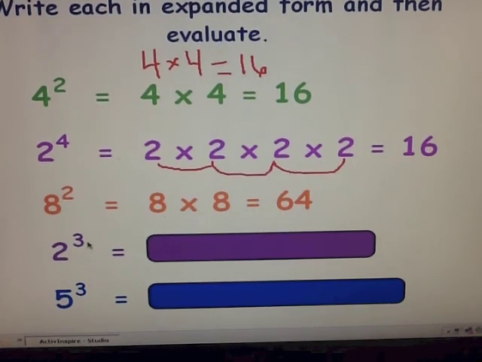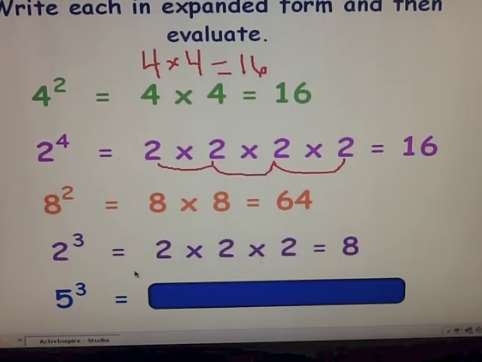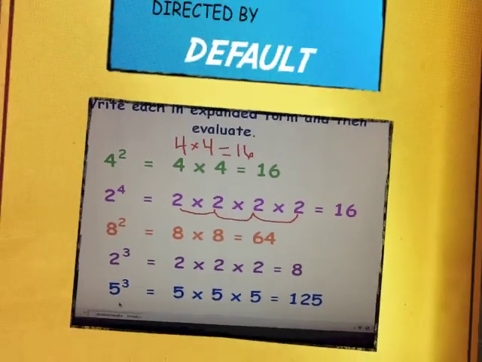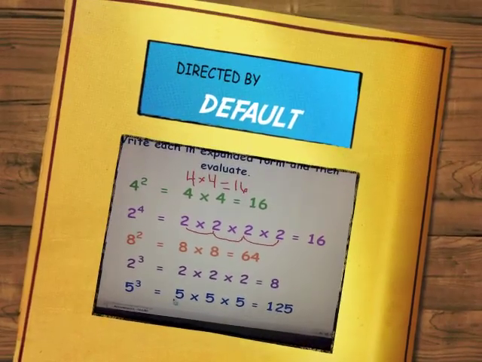2 to the 3rd power is not 6. It's 2 times 2 times 2, which equals 8. And 5 cubed does not equal 15. It's 5 times 5 times 5, which equals 125.